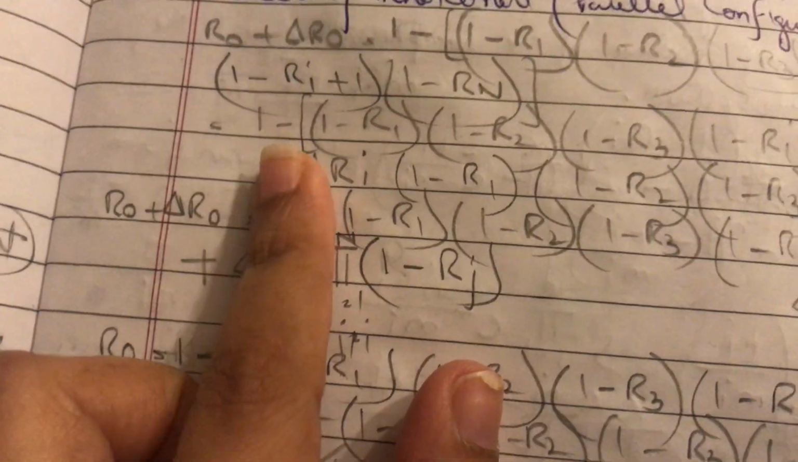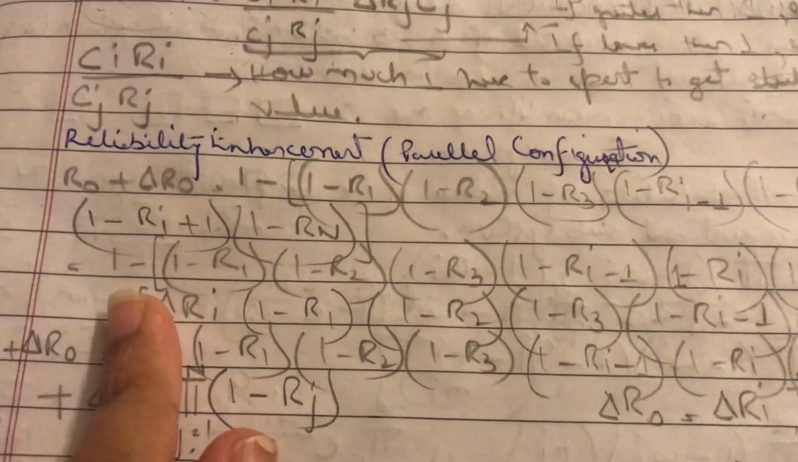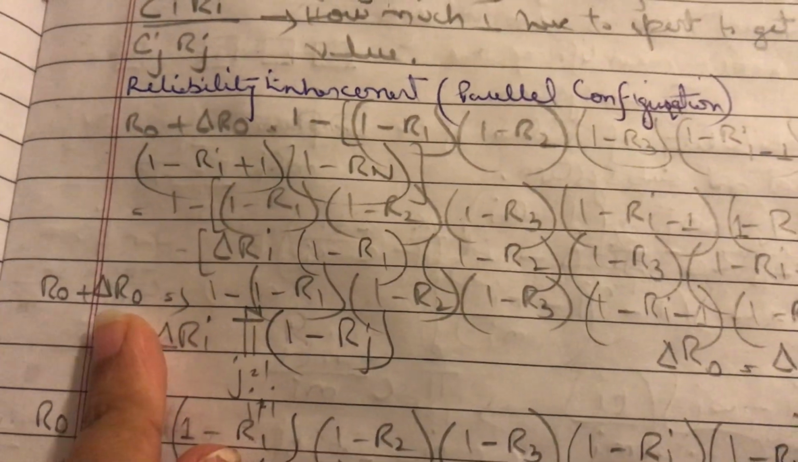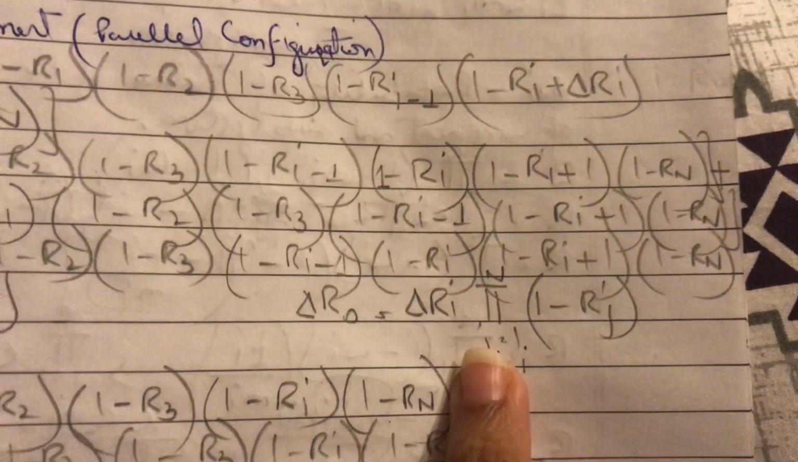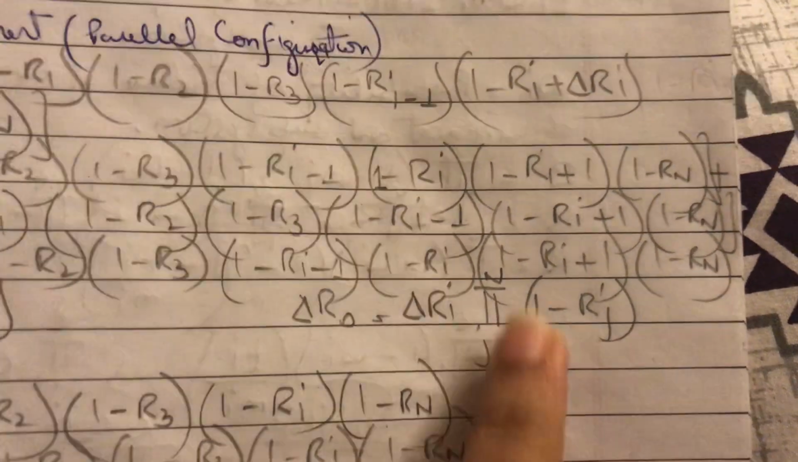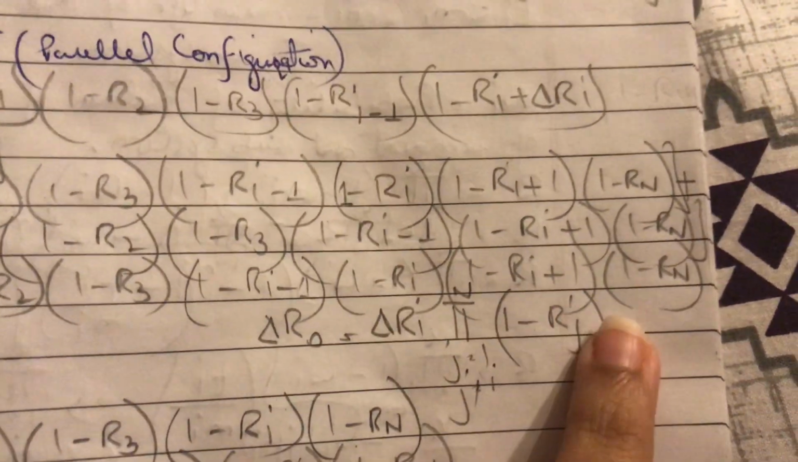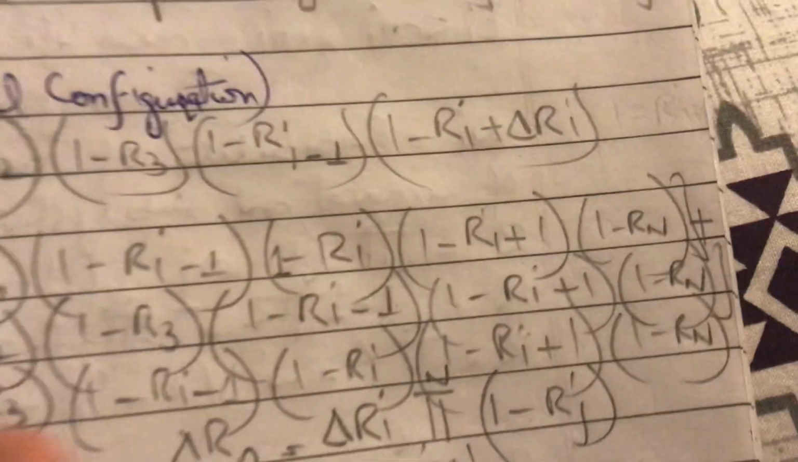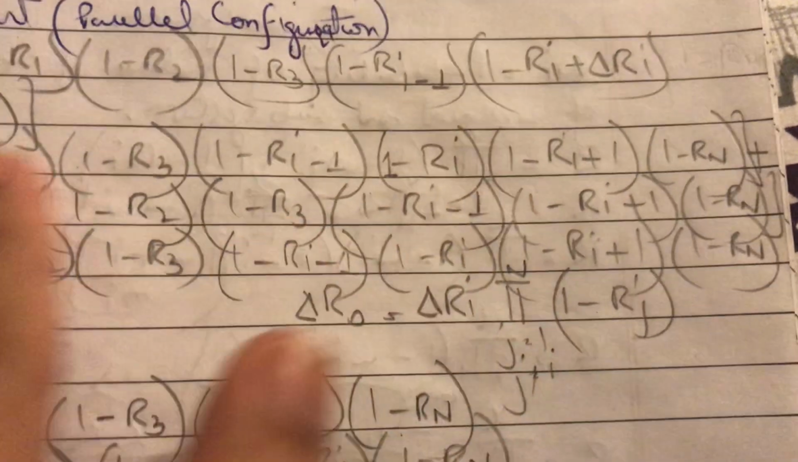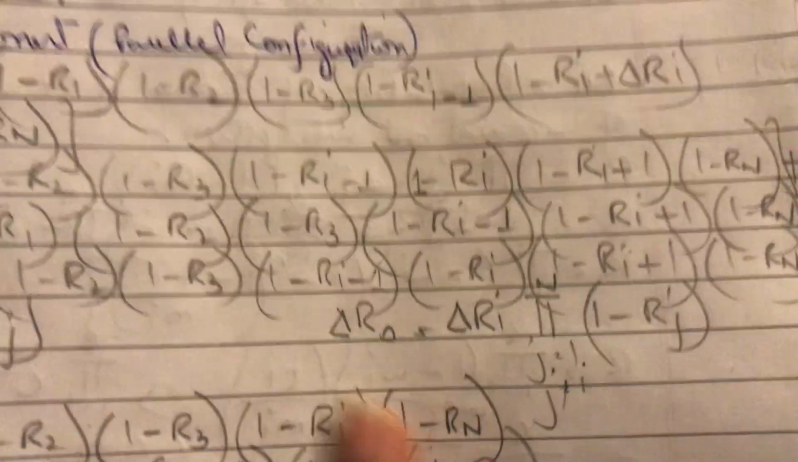As in the series configuration, I made you understand that this whole equation is written in the form of delta R0 like this. Delta R0 equals delta Ri times the product over j going from 1 to n, where j is not equal to i, of 1 minus R of j. Why did we take this 1 minus R of j? Because we have a parallel configuration, so everything in parallel is in the form of 1 minus R of j.